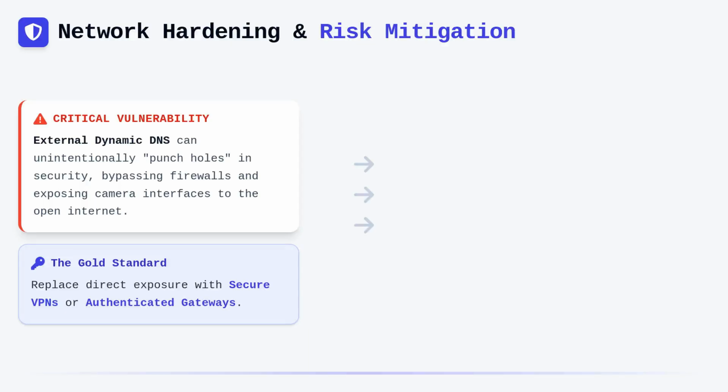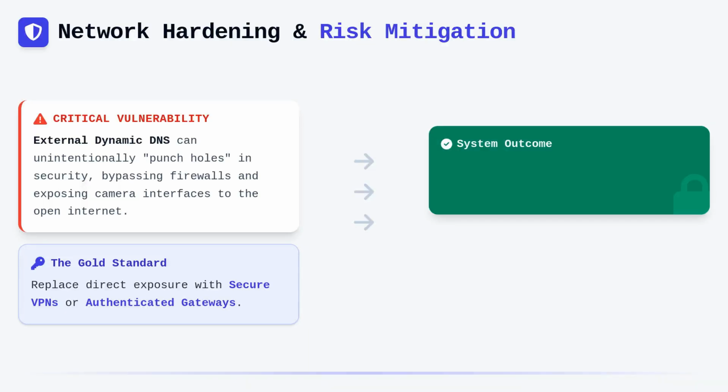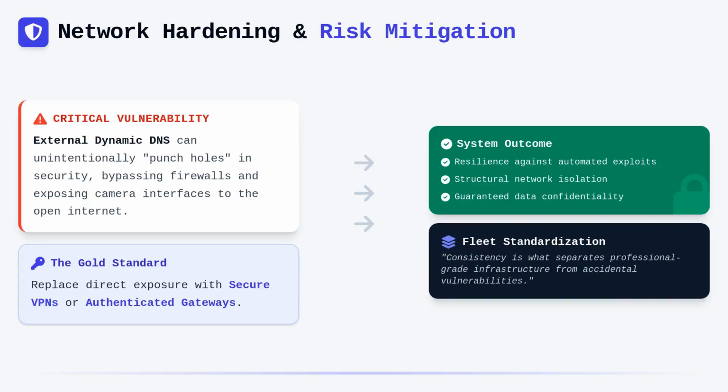When you combine these rigorous configuration standards, you create a hardened system that is significantly more resilient against automated exploits and malicious actors. By standardizing these hardening protocols across your entire fleet, you ensure that the surveillance data stays confidential and that the video system remains a structurally isolated component of your network. Consistency in these configurations across your deployment is what separates a secure, professional-grade security infrastructure from one defined by accidental vulnerabilities.